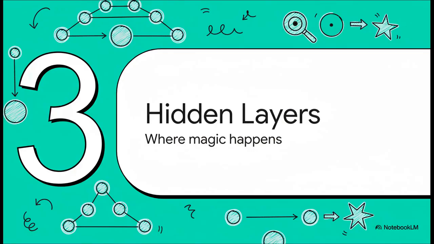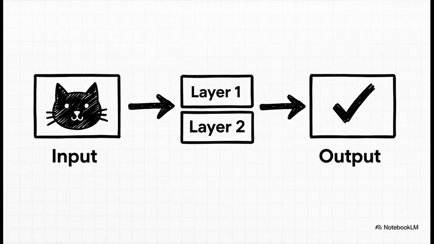But everything we've talked about so far is still pretty, well, shallow. To give our network some real brain power, we need to add depth. And we do this with something called hidden layers. This, my friends, is where the real magic happens. You see, recognizing a cat isn't about just one single pattern. It's about combining lots and lots of smaller patterns. You know, things like whiskers, pointy ears, a specific shape of an eye.